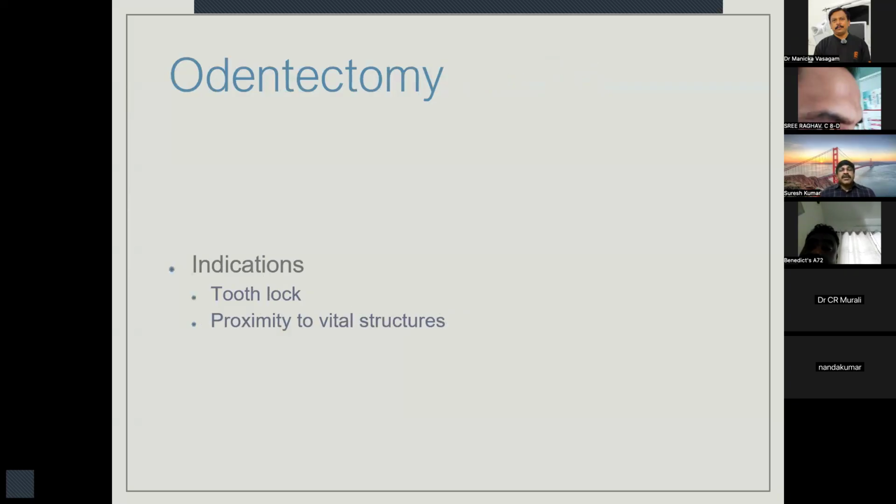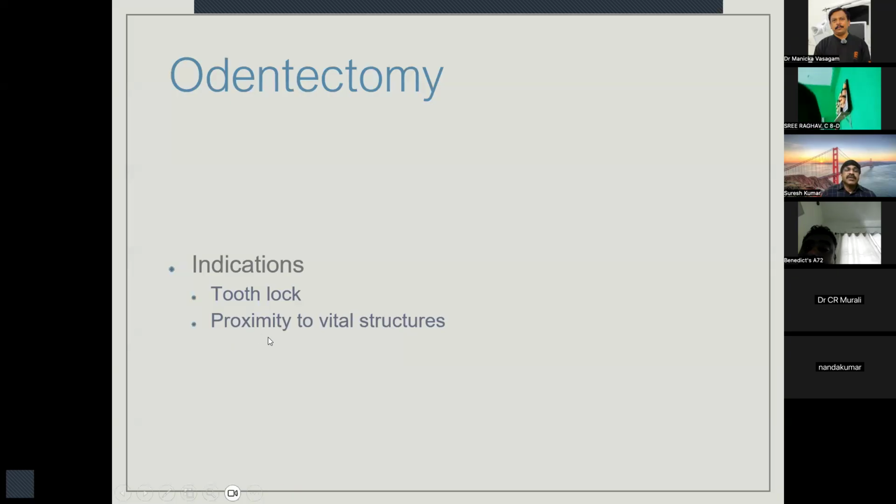Next important point, we have raised a flap, we have removed the bone. Still it may be a little difficult to remove the tooth because the tooth may be impinging on the second molar, which is known as a tooth lock. So when there is a tooth lock, we will have to section the tooth, which is known as odontectomy.